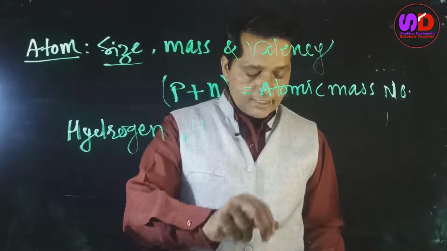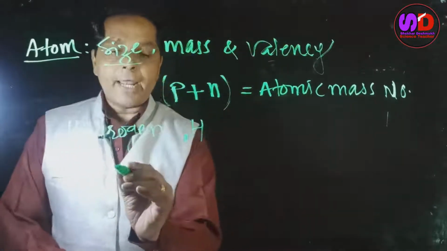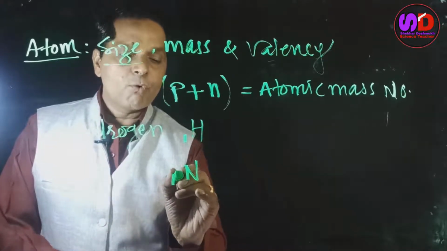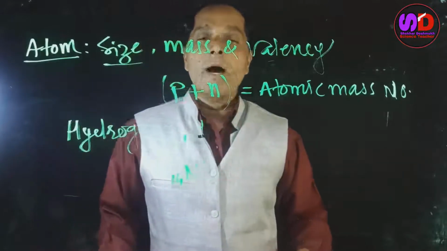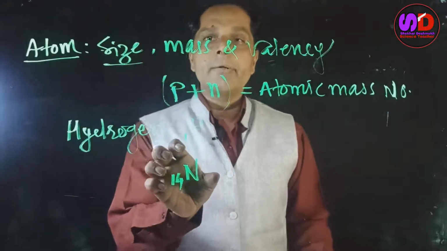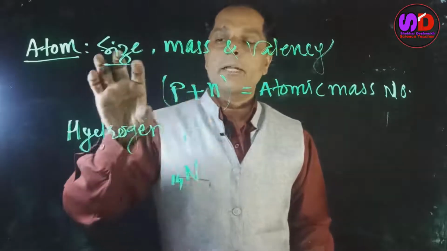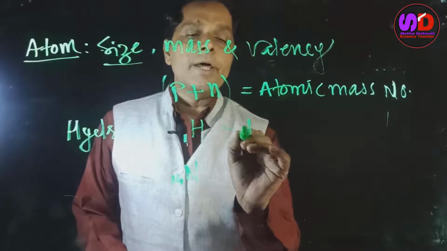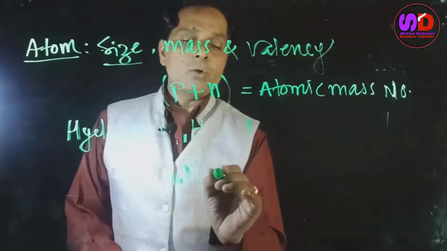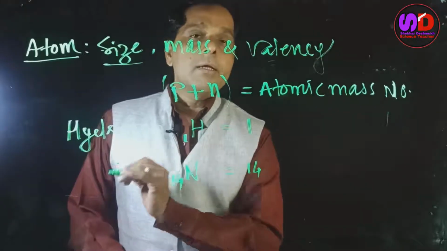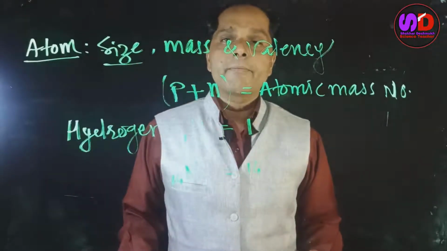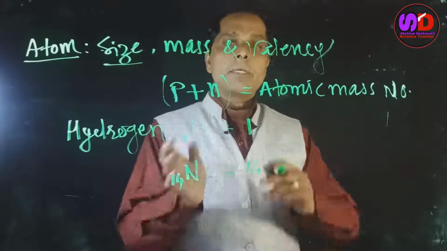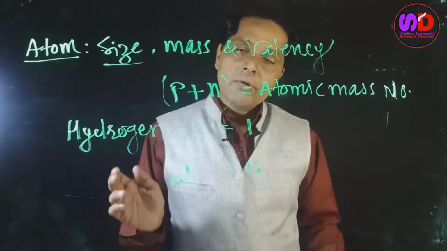Suppose, for example, the mass of nitrogen is considered to be 14. Why? Because a nitrogen atom is 14 times heavier than hydrogen, and the mass of hydrogen is taken as 1. So the mass of nitrogen should be 14, because it is 14 times heavier. In a similar way, the mass of carbon is 12. Why? Because it is 12 times heavier than hydrogen.